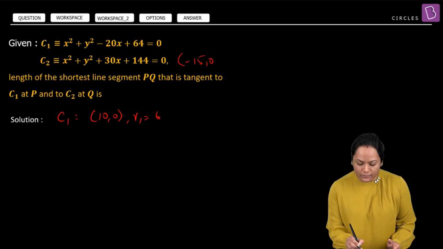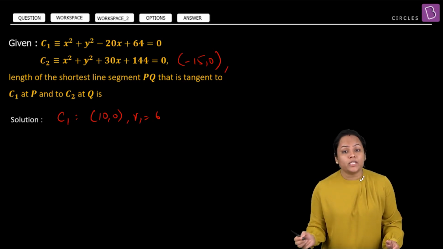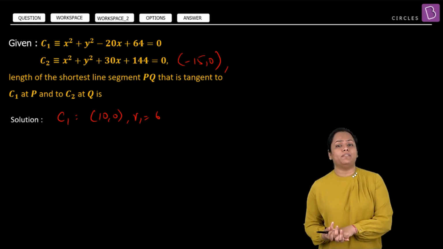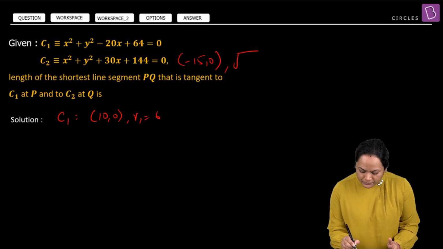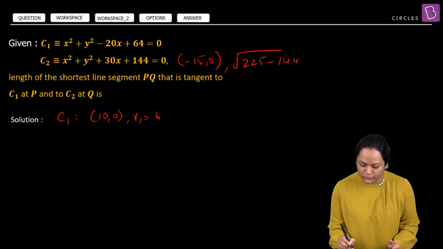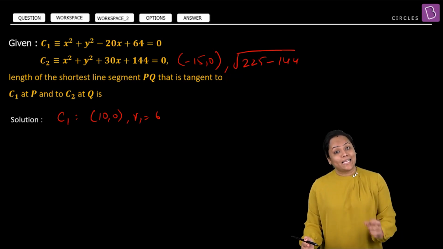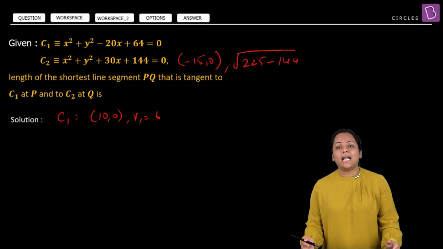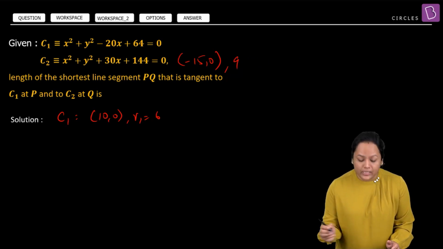In this case, the center will be (-15, 0) and the radius will be root over g square plus f square minus c. That will come out as 15 square, that is 225, minus 144. What is 225 minus 144, guys? Well, it is 81. And what is the square root of that? 9. So I'll have my radius as 9 for the second circle.